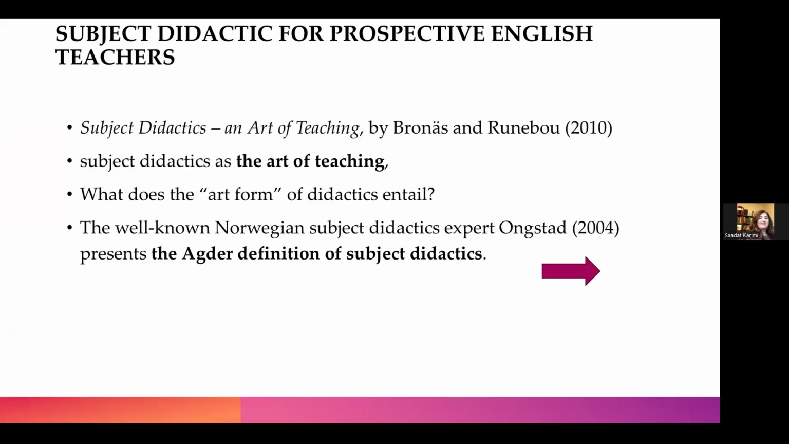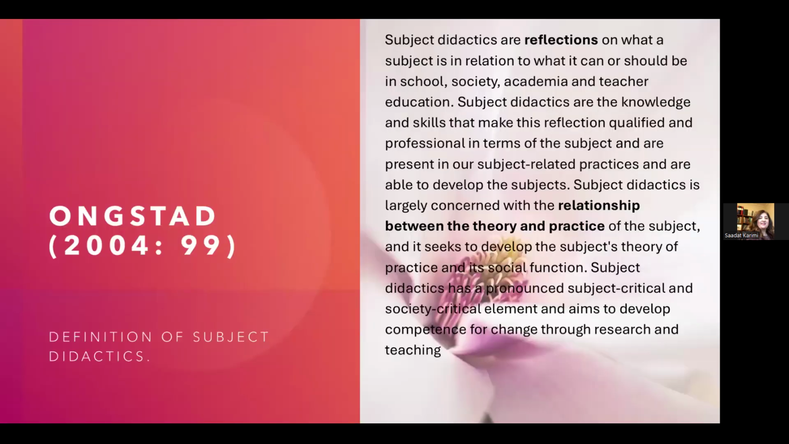The well-known Norwegian subject didactics expert Ongstad presents the Agde definition of subject didactics. Subject didactics are reflections on what a subject is in relation to what it can be in school or should be in school, society, academia, and teacher education. Subject didactics are the knowledge and skills that make this reflection qualified and professional in terms of the subject and are present in our subject-related practices and are able to develop the subject.